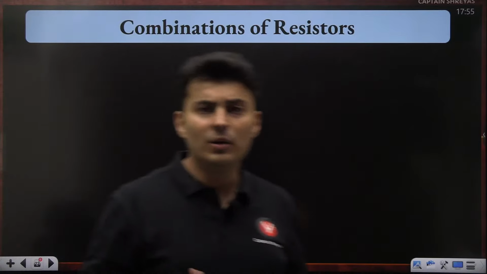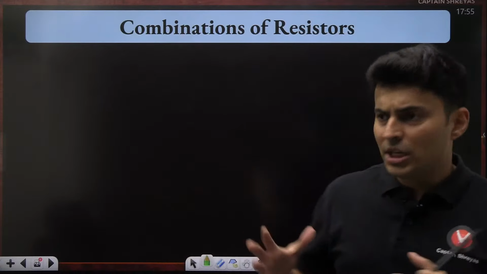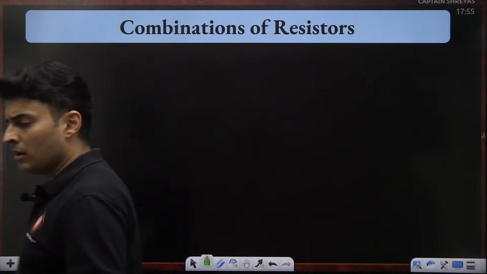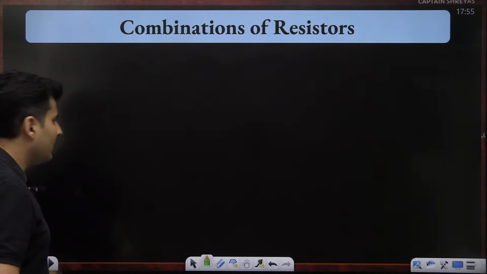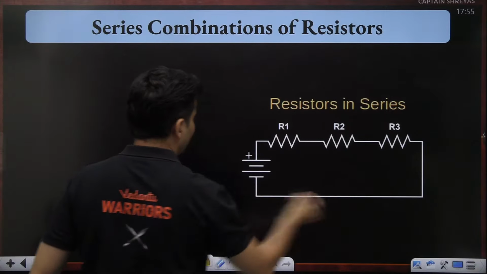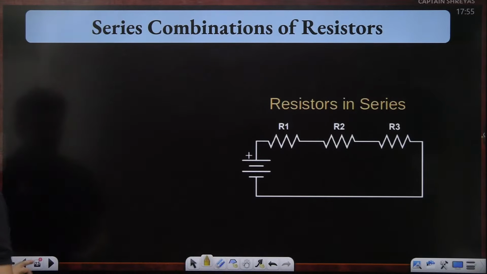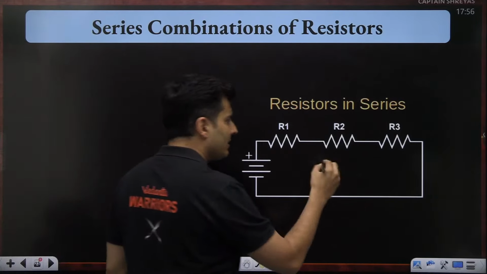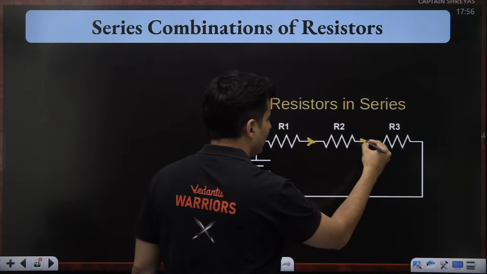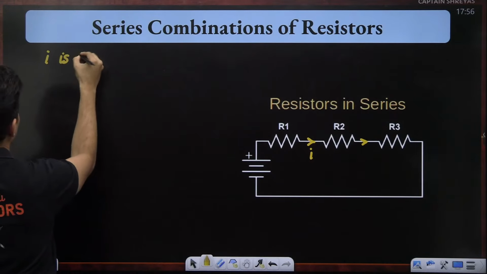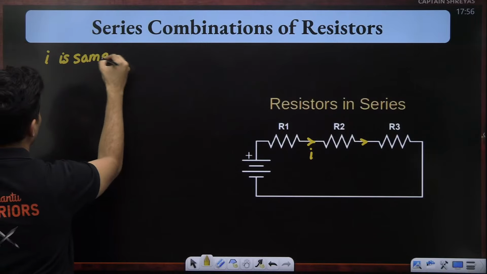I will just quickly do this: combination of resistors, combination of capacitors, and combination of batteries. So I think resistors in series you have already done back in 11th standard, but just a quick revision because there will be some interesting things. Whenever resistors are in series, what happens is the current is the same. Keep this in mind.